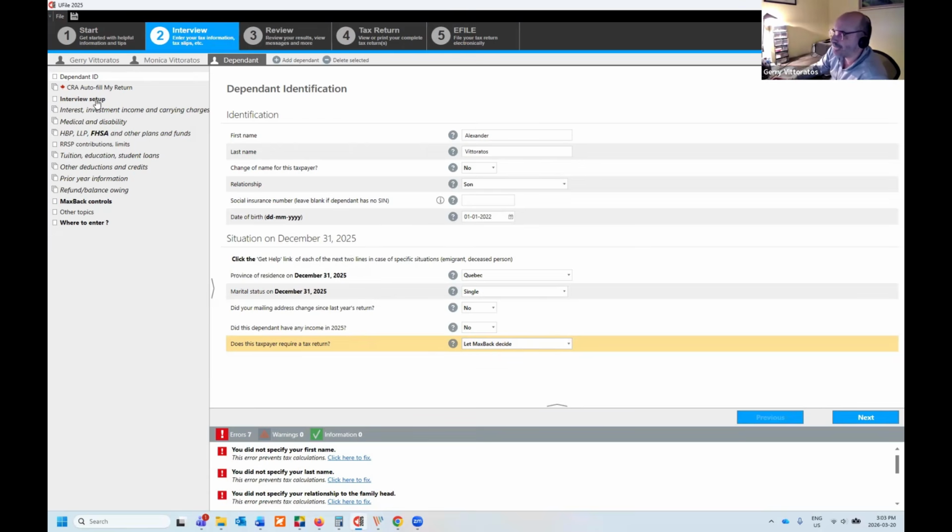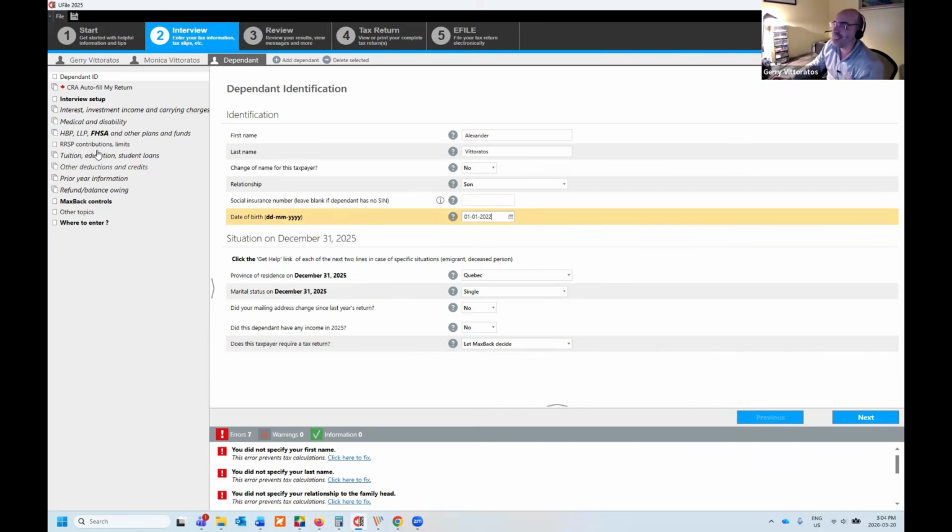Now, the dependent also has an interview setup, just like what we had in my file and my wife's file. The difference, though, is that number one, in the interviews, there will be fewer options to choose from. So I won't be able to produce the same types of returns as I can for my family head or the spouse. And secondly, some of the sections that will appear here will depend on what I entered in their identification. So because I entered that my child is 3 years old, the moment I go next, the program's going to figure it out and say, well, you know what?